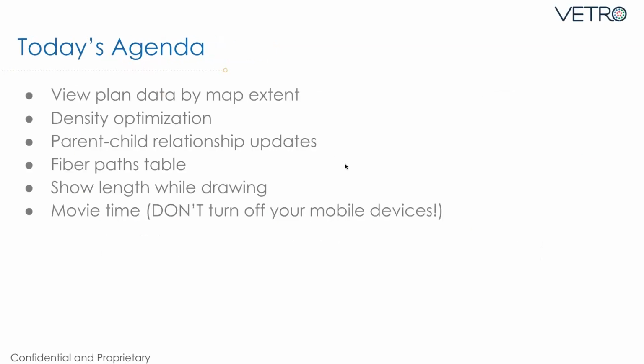On today's agenda, really packed agenda today. We've got some cool stuff for you. We're going to show a bunch of new and old features within the platform: view plan data by map extent, density optimization, fiber paths table, a couple of other cool things. And then we're also going to be showing a really cool movie trailer today. So unlike at the movie theaters, please don't turn off your mobile devices for this one. You may need those.